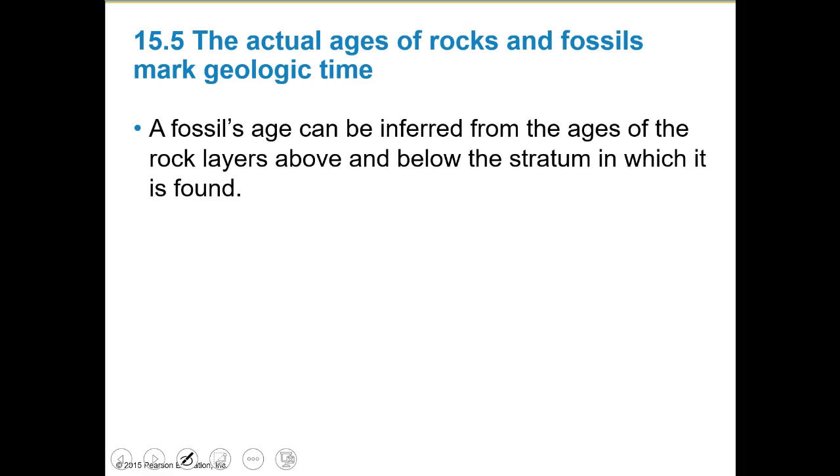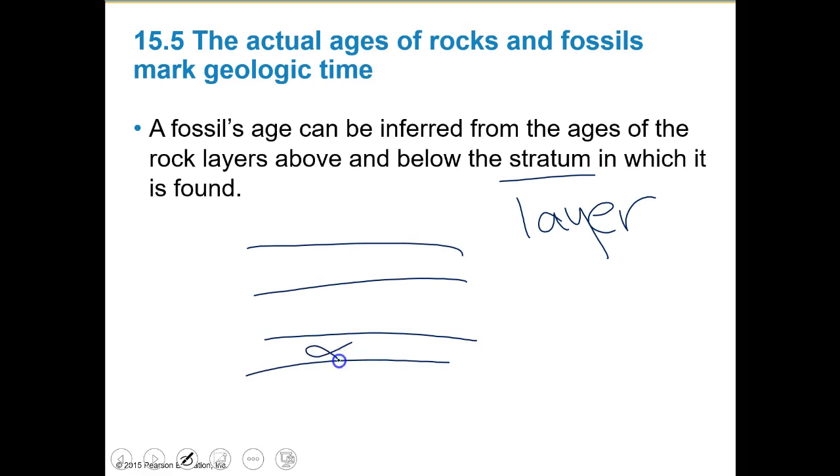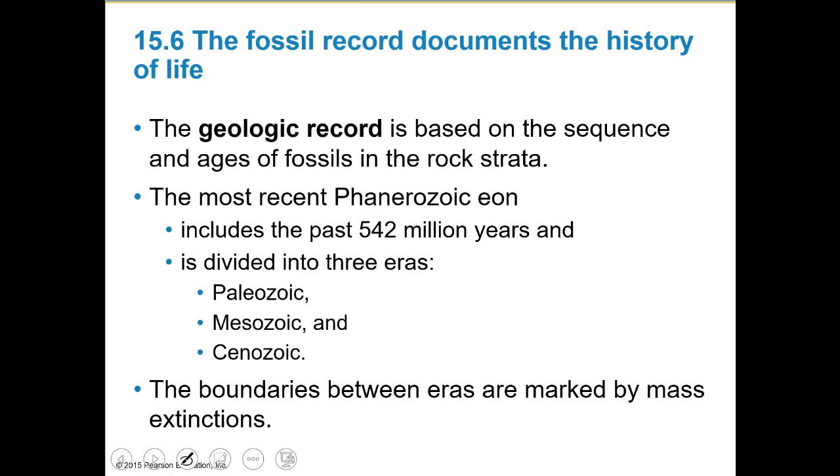So a fossil's age can be inferred by the ages of the rock layers above and below the stratum in which it's found. Stratum just means layer. So obviously if we've got 3 layers, and let's see if I can draw a fish, and a seashell, and part of a leaf of a plant, bear with me. Then the one down here is obviously older because it was in a rock layer found below. So the oldest is the fish, the seashell is in the middle, and the crazy looking thing that's supposed to be a leaf of a plant would be the youngest. Easy peasy.